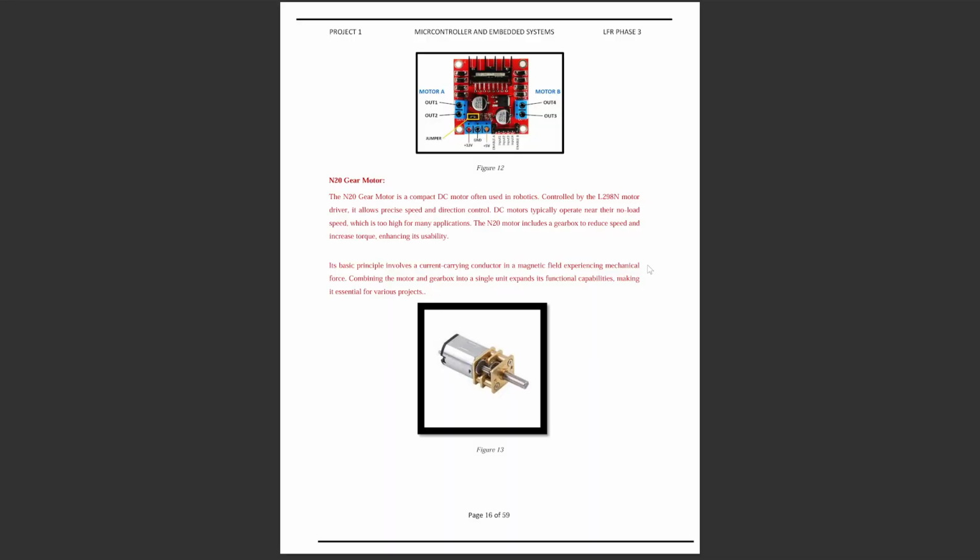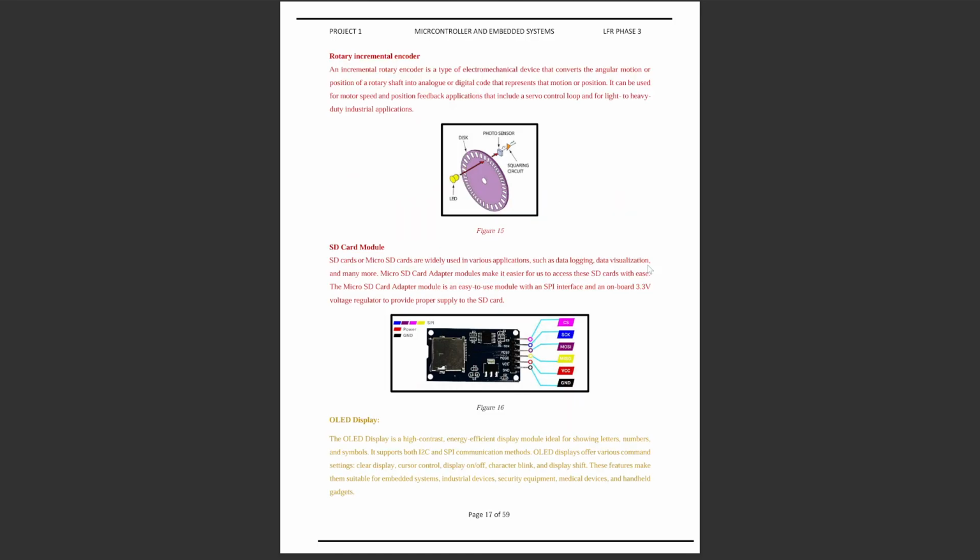After that comes an L298 motor driver and an N20 gear motor. Why we use an N20 gear motor is that it's really fast, really compatible, and a really easy to use motor, along with its small size. The encoder and how it works is provided. It is really easy to understand just by looking at the diagram.